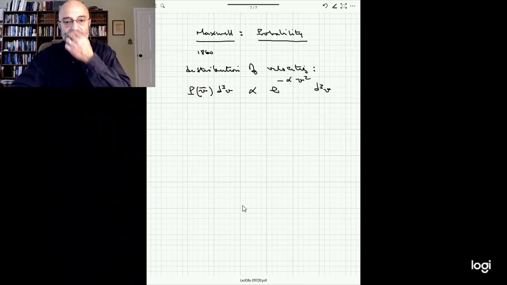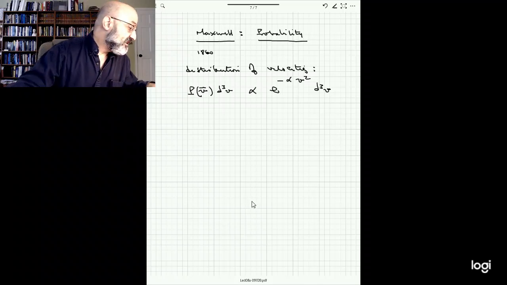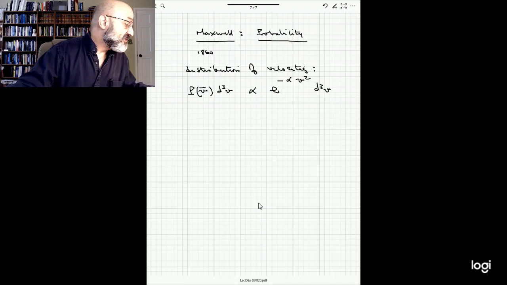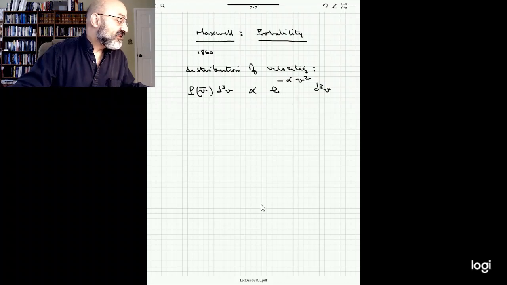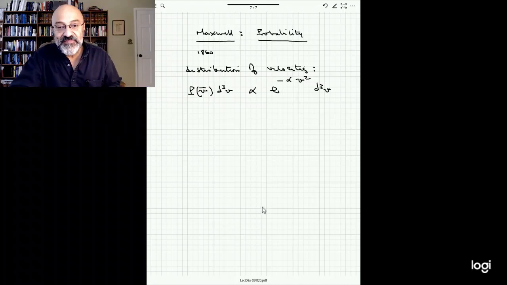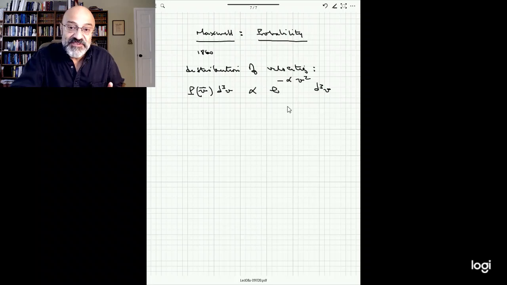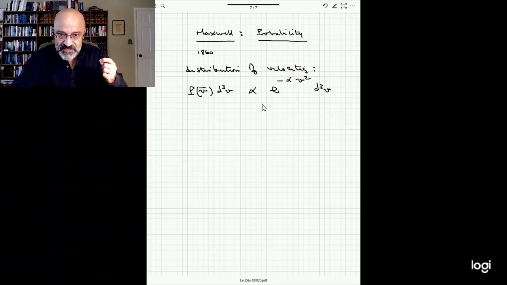So his conclusion was, let me read it here, that velocities are distributed among the particles according to the same law as the errors are distributed in the theory of the method of least squares. Previously, probabilities had been introduced by Gauss and Laplace to discuss experimental errors. Now probabilities are being introduced to discuss fundamental physics. That's the big difference.